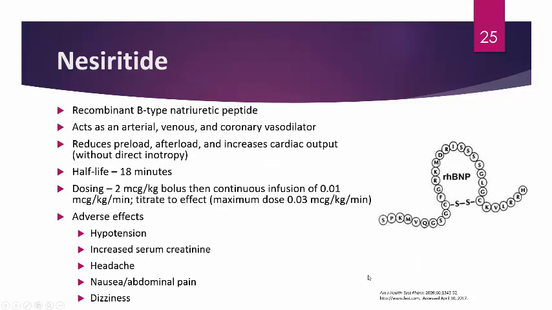Nesiritide is another agent you can use as a vasodilator. It acts primarily as an arterial, venous, and coronary vasodilator. And as a result, it reduces preload, afterload, and increases cardiac output. All this without direct effect on the heart or direct inotropy. It does have a slightly longer half-life than some of our other agents, so the half-life is 18 minutes. As a result, you have to give a bolus dose to try to get to steady state quicker, followed by a continuous infusion. And this, again, is titrated to whatever effect that you're aiming to see.